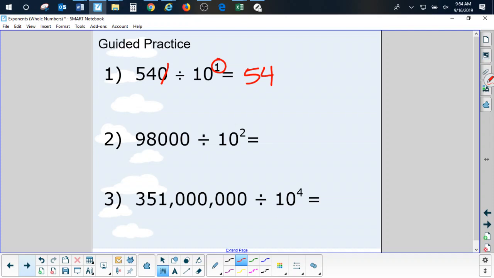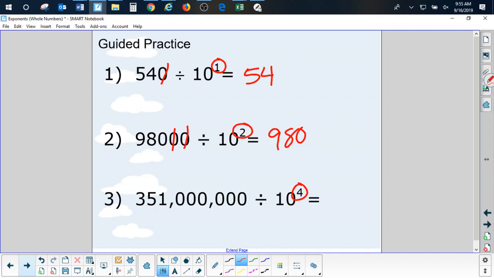When I'm doing 98,000 divided by 10 squared, I'm looking at the exponent, that's 2. It tells me to take away 2 zeros. So I'm going to take away those 2 zeros. What's left is 980.